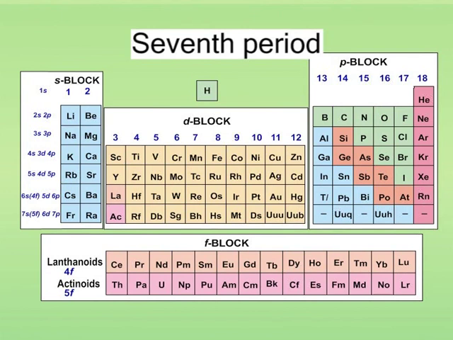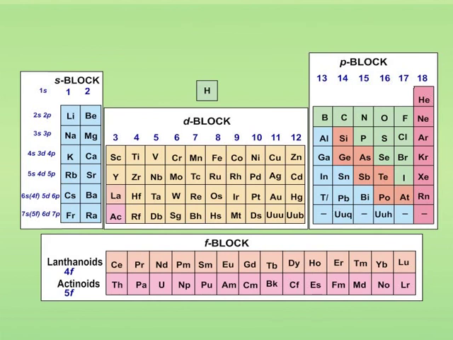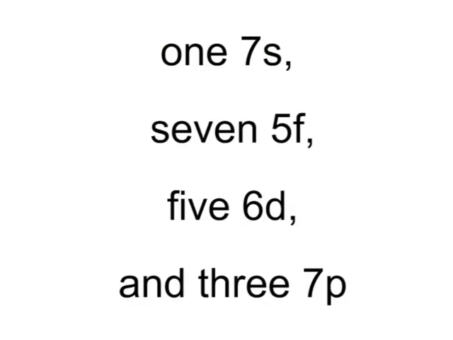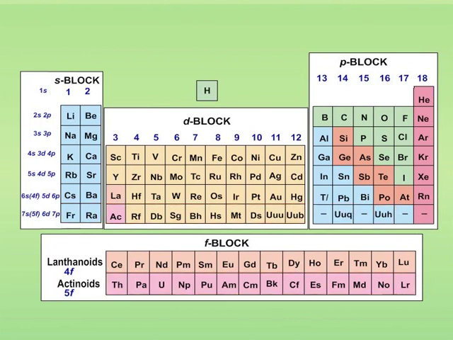The seventh period corresponds to the filling of the seventh energy shell, that is n equals 7. Like the sixth period, it is also expected to contain 32 elements, corresponding to the filling of 16 orbitals, that is 1 7s, 7 5f, 5 6d, and 3 7p. However, this period is still incomplete and only 28 elements are known at present.